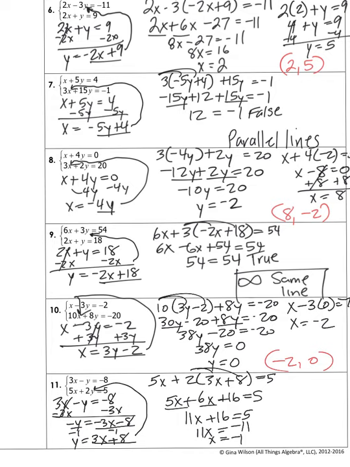Take what x equals and plug it back in. 3 times negative 1 minus y equals negative 8. 3 times negative 1 is negative 3 minus y equals negative 8. Add 3 to both sides. Negative y equals negative 5. Divide by negative 1. Y equals 5. The solution, x equals negative 1, y equals 5.